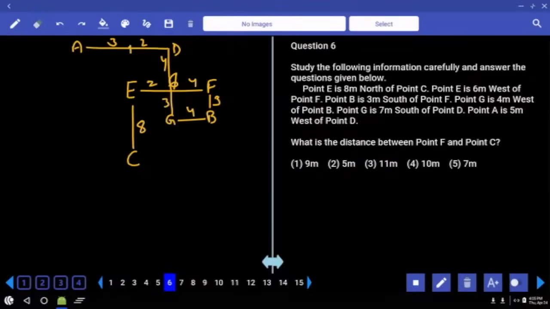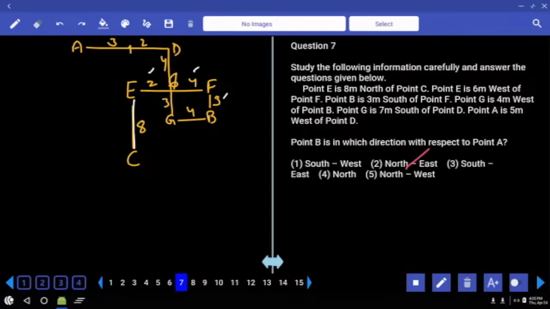Then next one, what is the distance between F and C? Now the distance between F and C, the total distance is 8 vertical. And here 2 plus 4 is 6. 8 square plus 6 square gives 10. That is choice for question number 6.